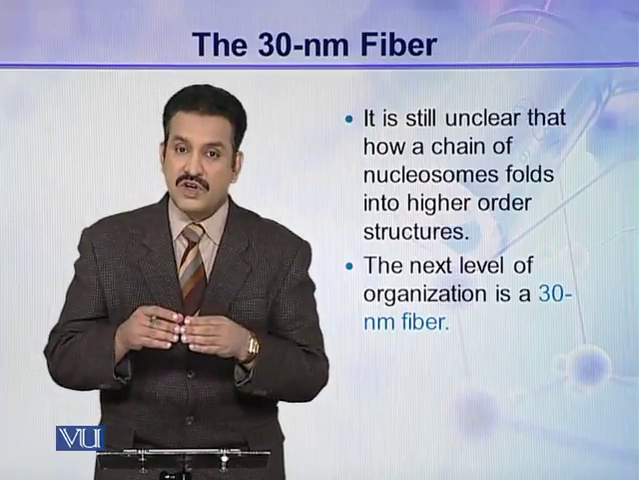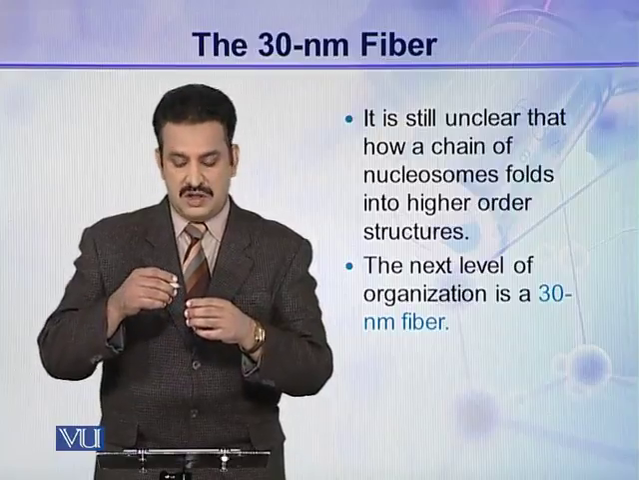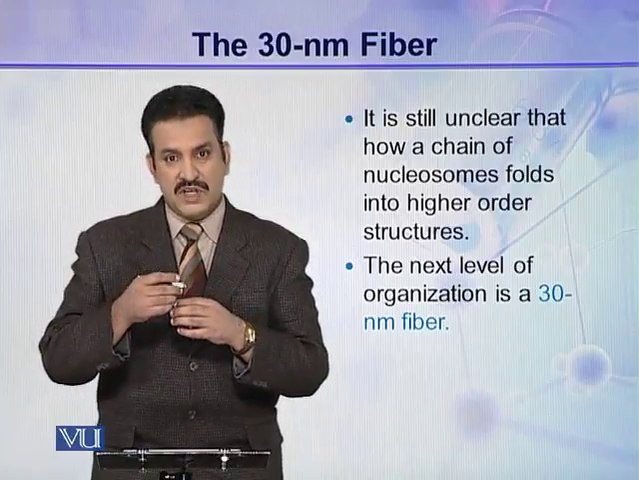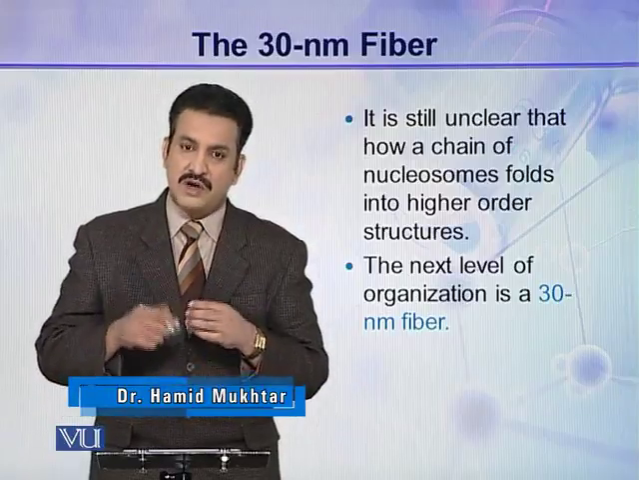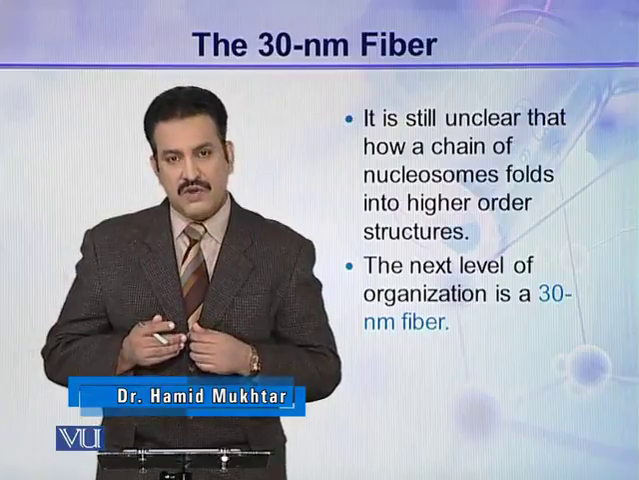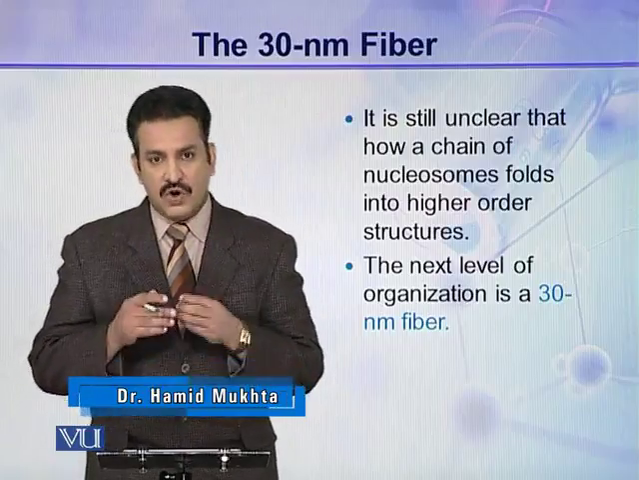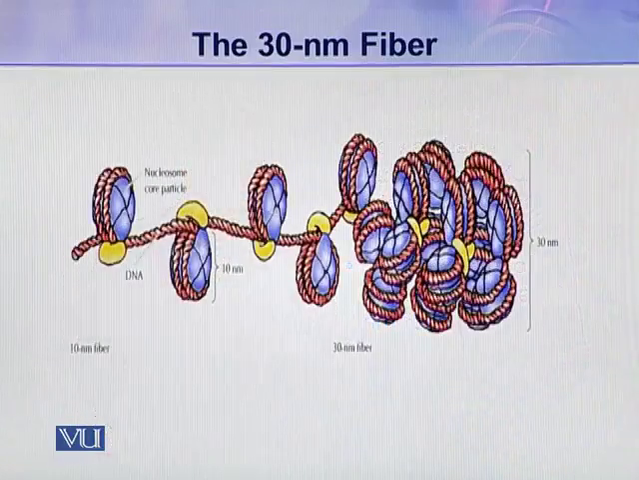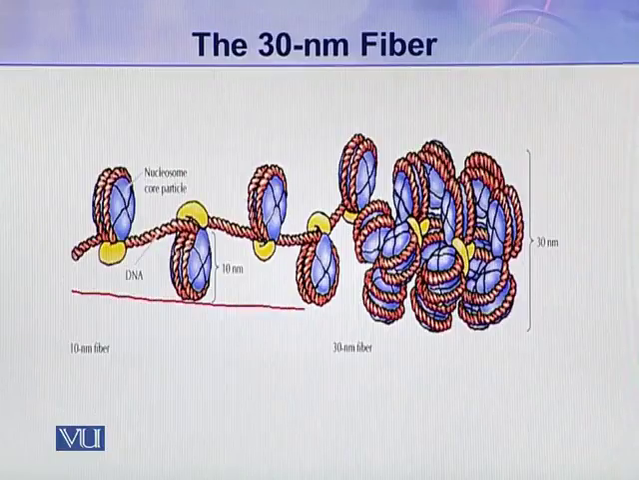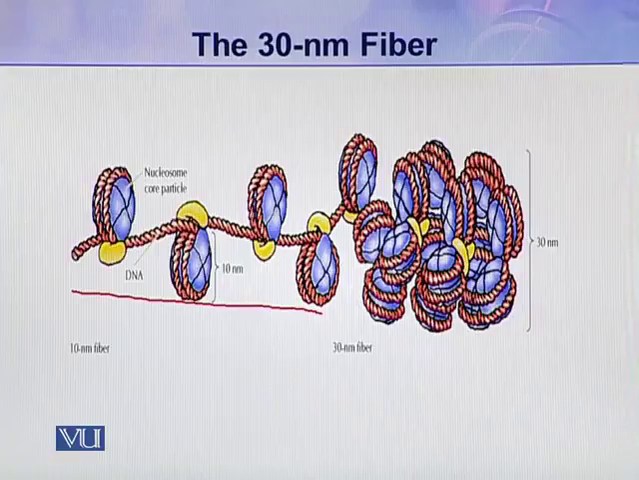The first level of organization is the winding or wrapping of DNA around the nucleosome. This is the first level of folding. And the next level of organization, or next level of folding, is the formation of the 30 nanometer fiber. Here you can see this is a 10 nanometer fiber, which is the chromatin fiber, or you can say beads on the string.